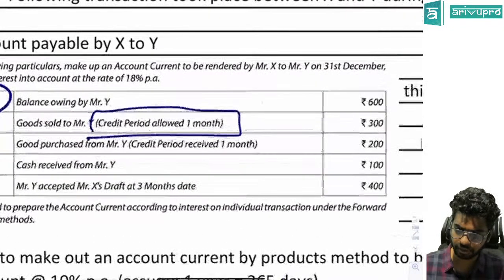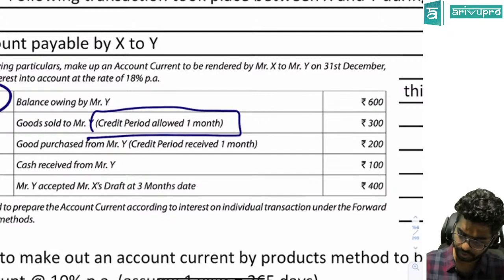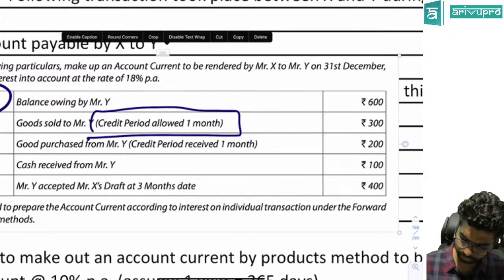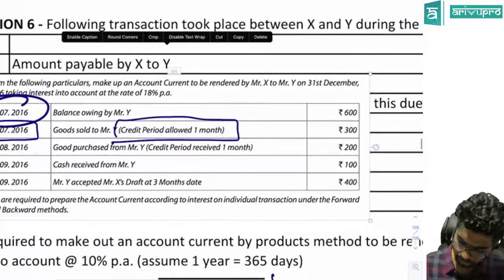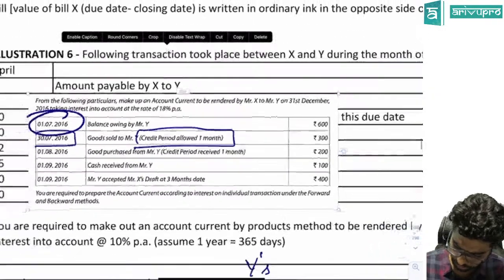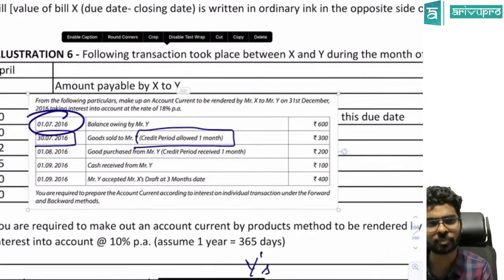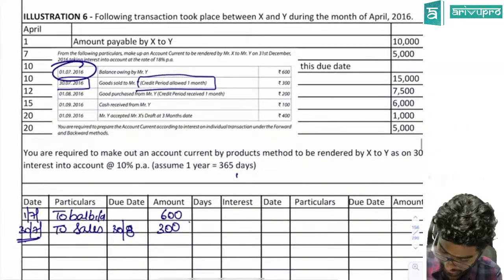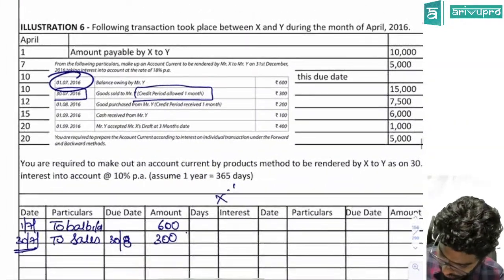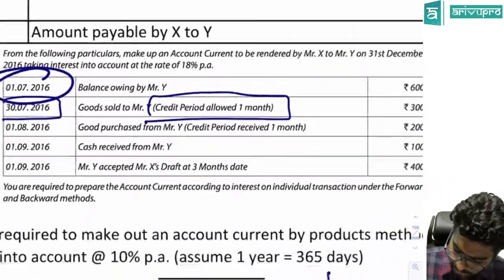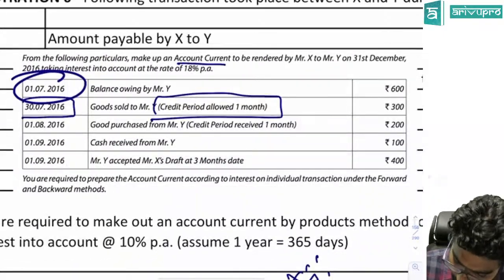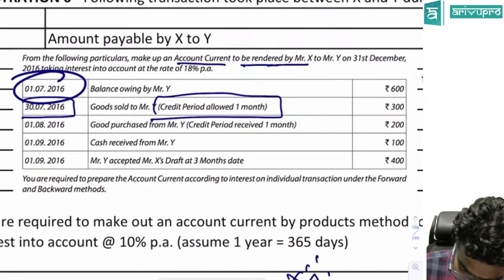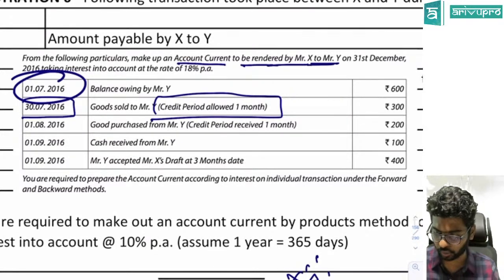Kumar, from the following particulars, make up. Sorry, this is Mr. X's account. From the following particulars, make up an account current to be rendered by Mr. X to Mr. Y.